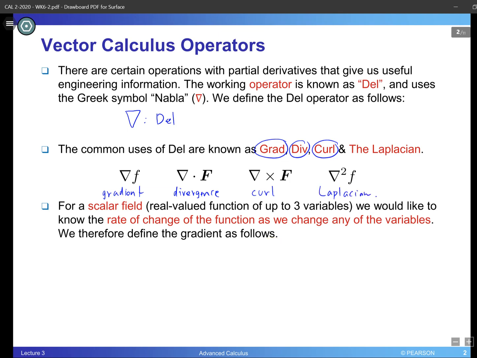So we have four operations right now, but in this course and for the midterm, we are going to focus on the gradient only. Now before I talk about this gradient, I want to point something out to you. What you see right here for the gradient, we perform this del on a regular f, which means that this is a scalar field.